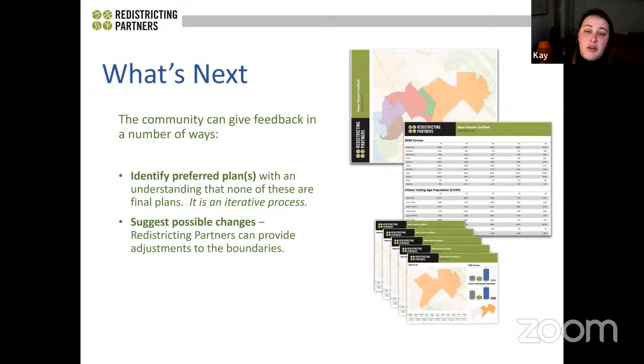So tonight, the community can give feedback in a couple of ways. You can identify preferred plans with an understanding that none of these are final plans. These are draft plans. It's an iterative process, so we'll be taking any feedback we get tonight and adjusting the plans for that. And you can also suggest possible changes. We will provide adjustments to the boundaries with any of the feedback we are getting tonight.